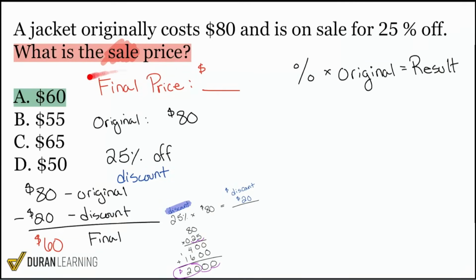Let's start right there. I want the final price, so let's write that down. Equals blank, whatever dollar amount, but this represents the final price. I already know that my jacket was originally $80, so I'm going to plug that in. What I have to modify, though, is the percent, because the percent and the result have to represent the same thing. That's all I've been saying.